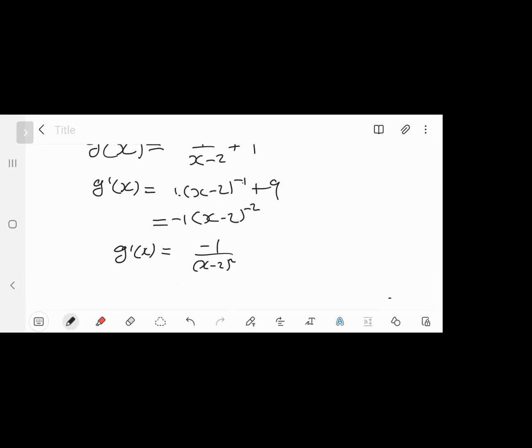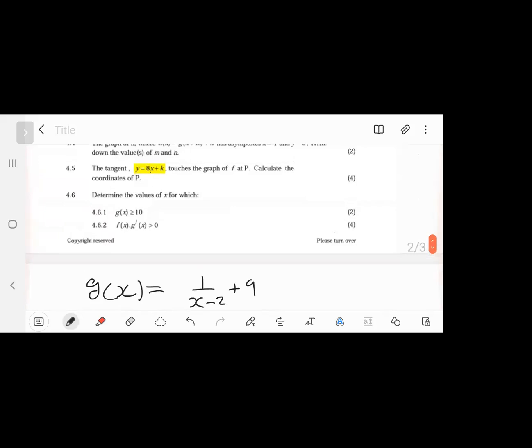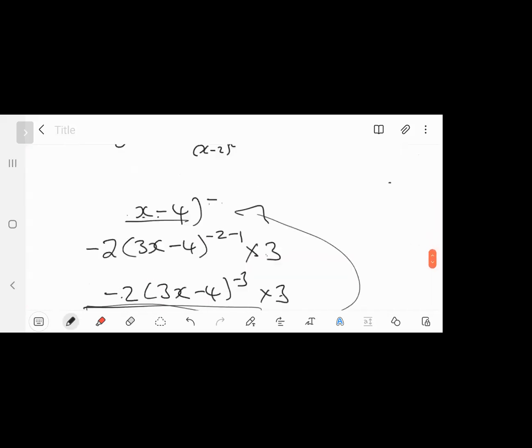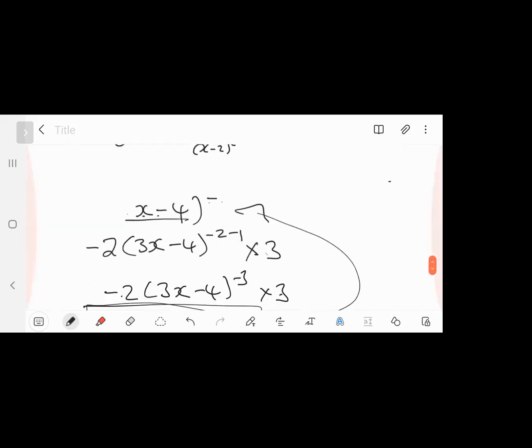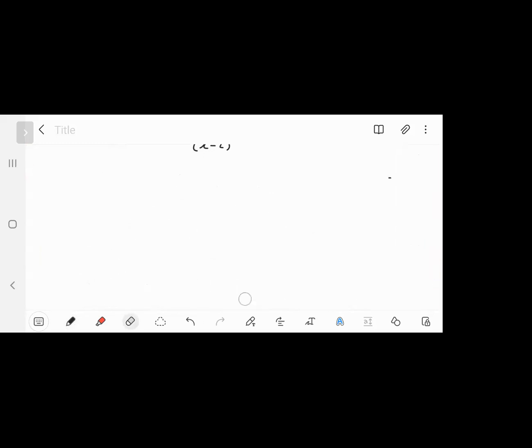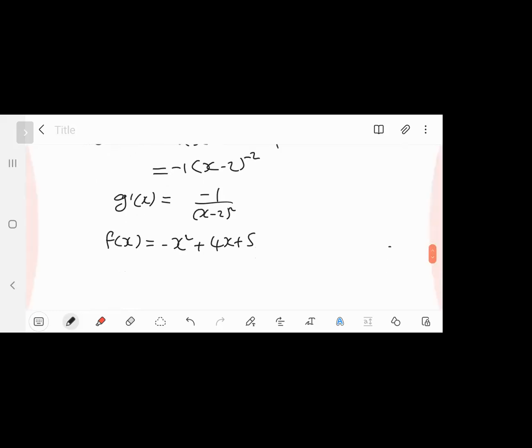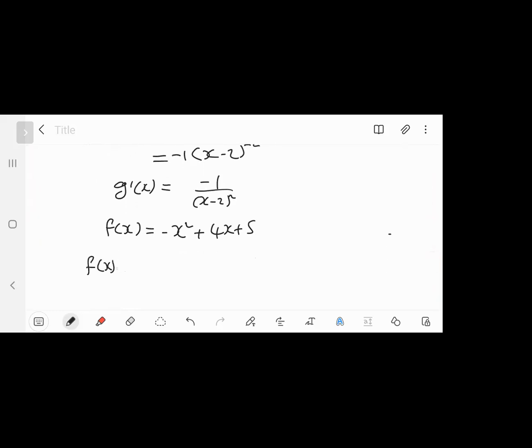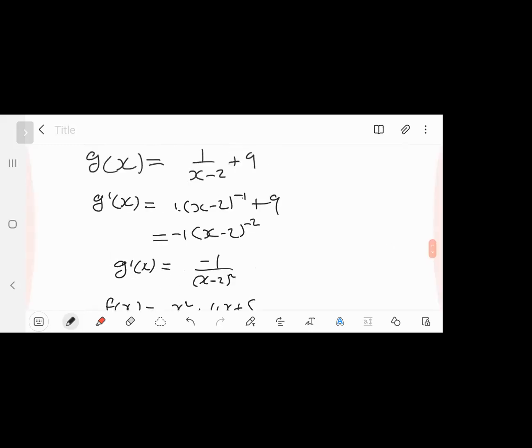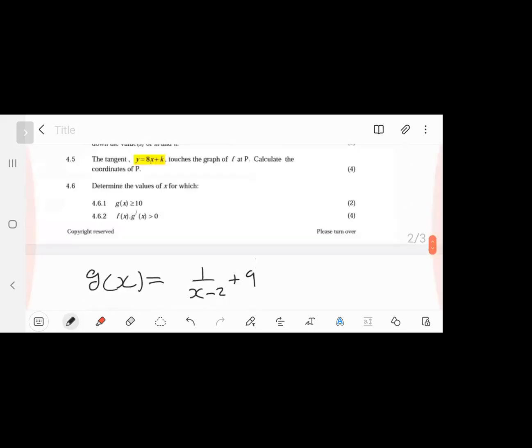Right. So now I come to f of x. What is the equation of f of x, guys? x squared minus 4x plus 5. Minus x squared plus 4x plus 5. So they are saying I must find f of x times the derivative of g of x. It must be greater than 0.